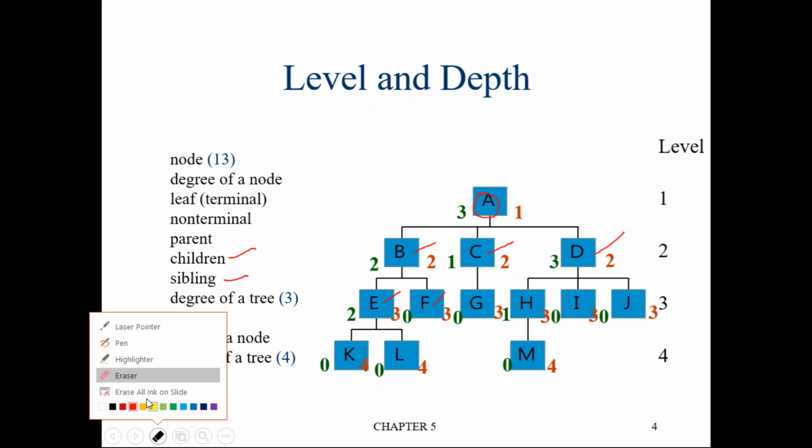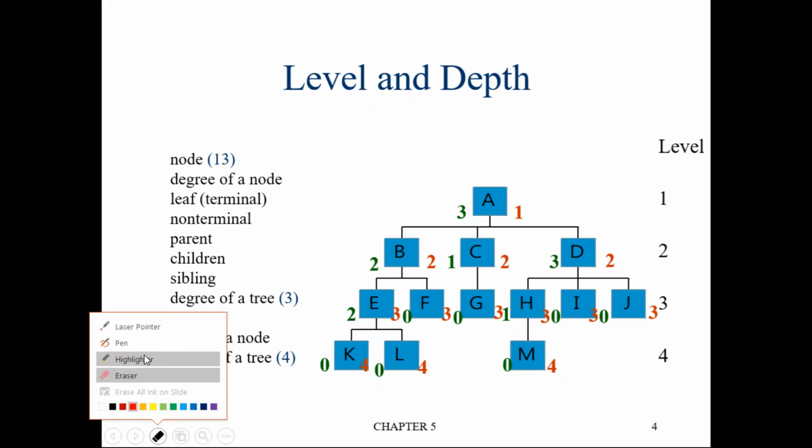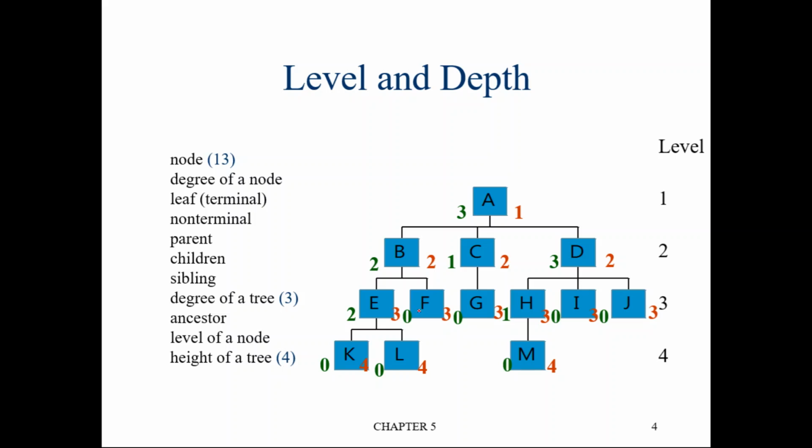So if you see here, B, C, and D have a common parent. B, C, and D have the same parent, that is A. So B, C, and D are nothing but siblings, right? Similarly, E and F have the same parent, so they are siblings. Can I call E and G siblings? No, they are not siblings because their parents are different. E's parent is B and G's parent is C. Okay, right? Then let us try to understand what is meant by degree of a tree.